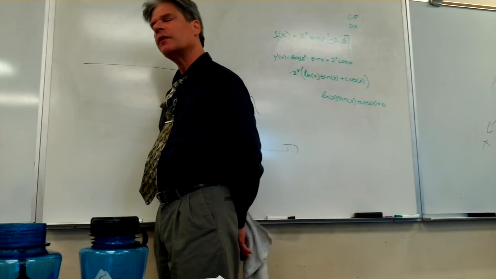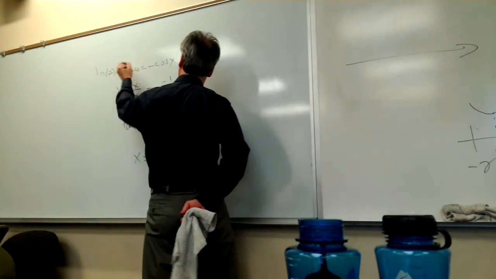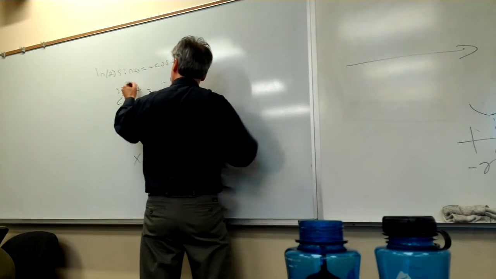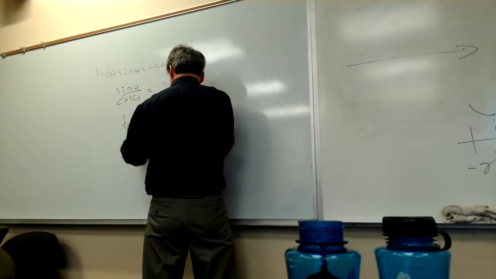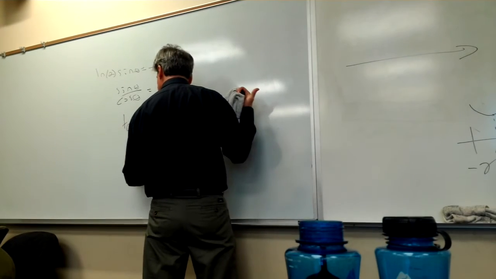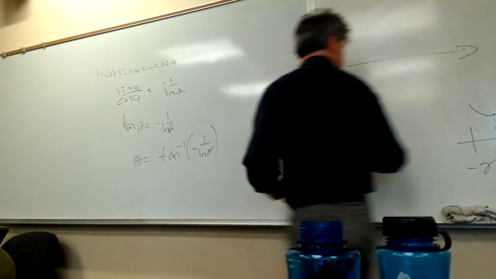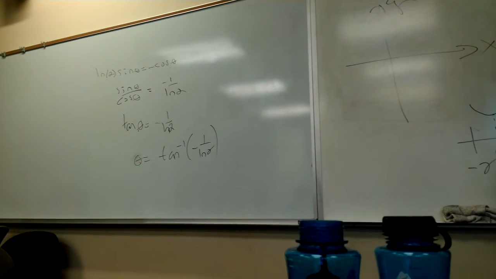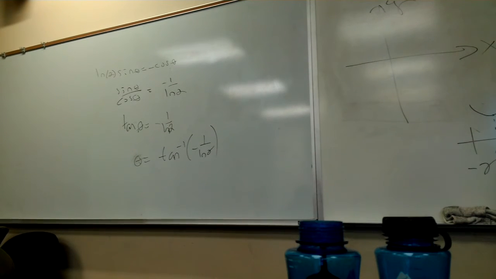A slight change in language, just so I can talk about this more clearly. Because I want to come over here and talk about the XY coordinate plane. Here's the x-axis. Here's the y-axis. I think that angle theta is simply the angle in the fourth quadrant whose tangent is negative 1 over natural log of 2, whatever that is.